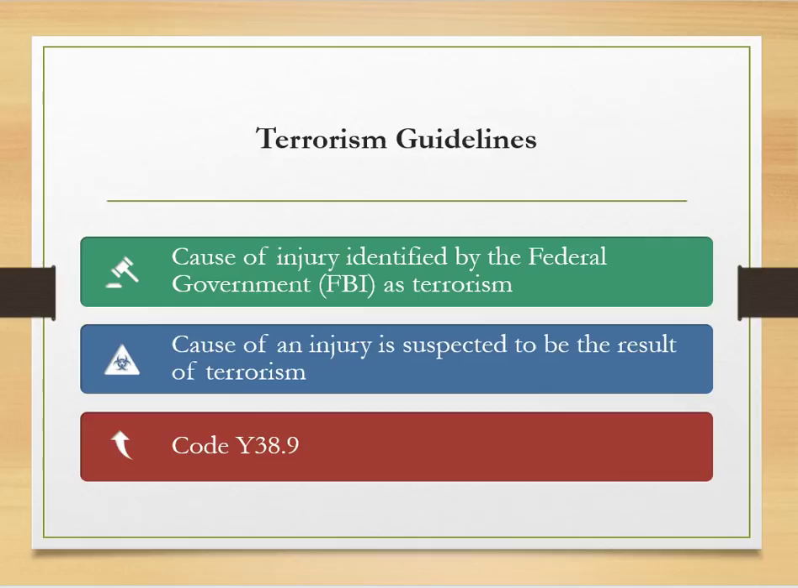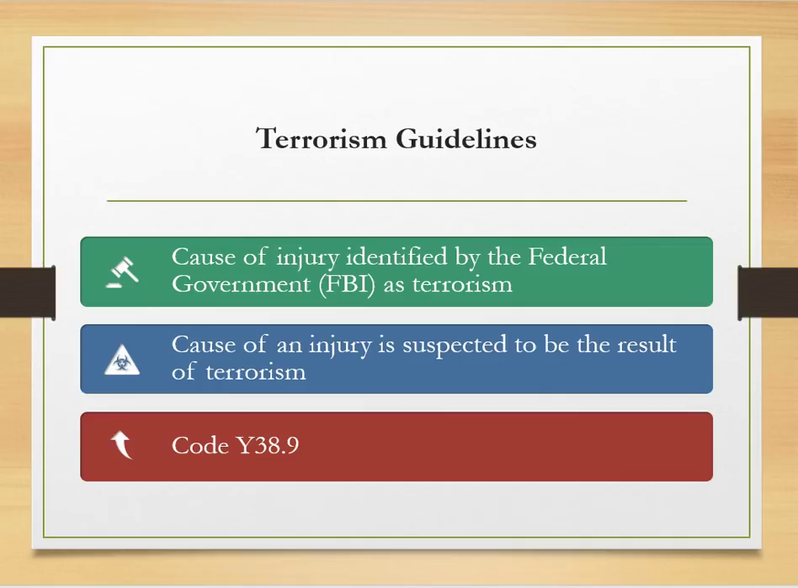When the cause of injury is suspected to be the result of terrorism, you're not going to use Y38. Why? Suspected cases should be classified as assault and not terrorism. Y38.9 is a code for secondary effects. This is for use for conditions occurring subsequent to the terrorist event. This code should not be assigned for conditions that are due to the initial terrorist act. This is only for a secondary effect.